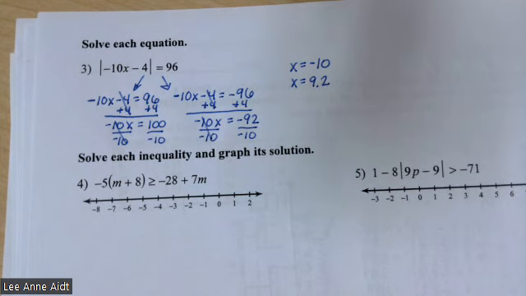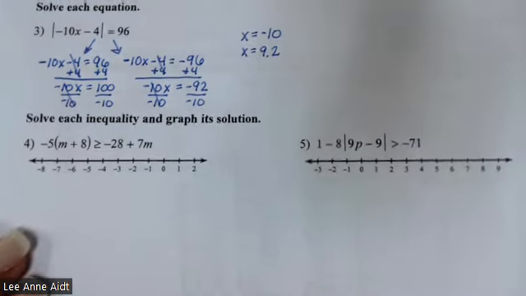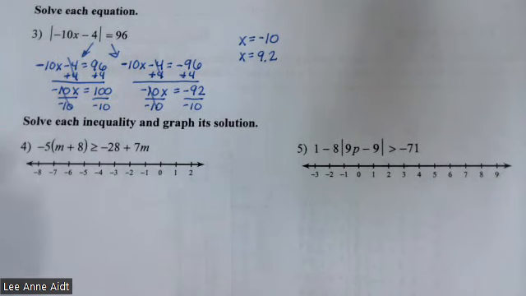That problem is done. Now, if you were forced to do this on a number line, those would just be 2 closed dots, but you don't have to do a number line when it's just an equation. Any questions about number 3? Okay.